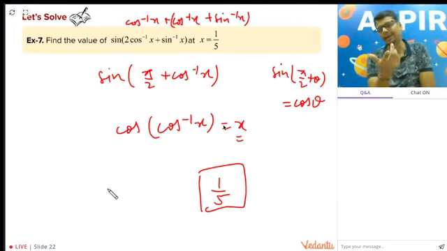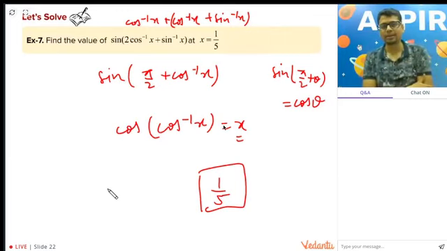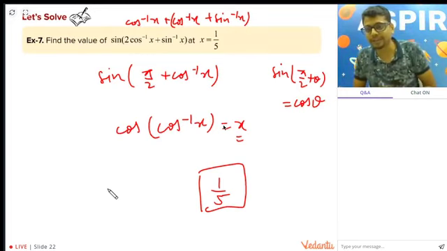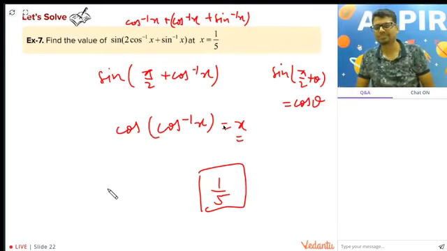So I think pi by 2 plus cos inverse x is equal to minus sin inverse x? No, no, no, nothing like that. I mean, it's nothing like that.